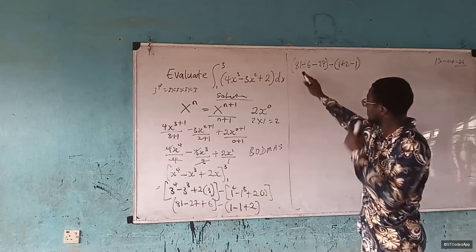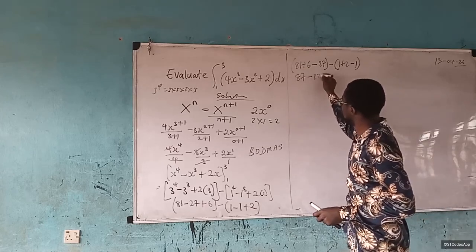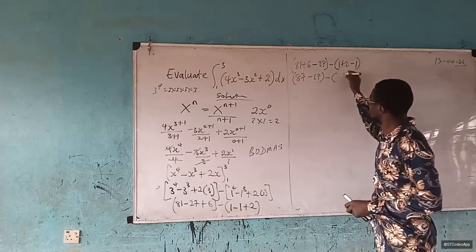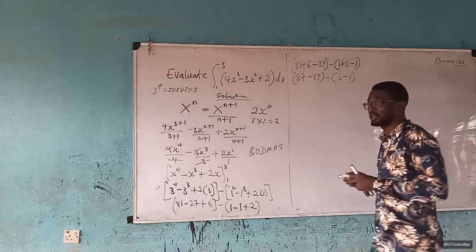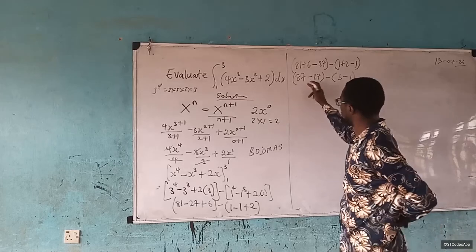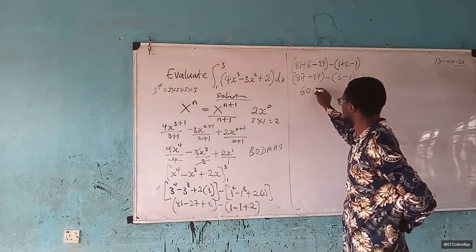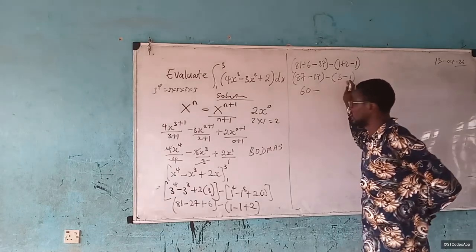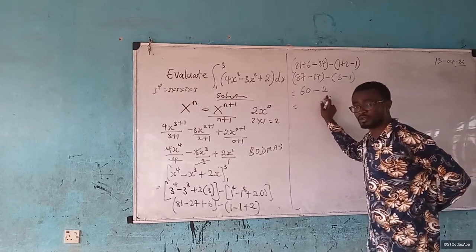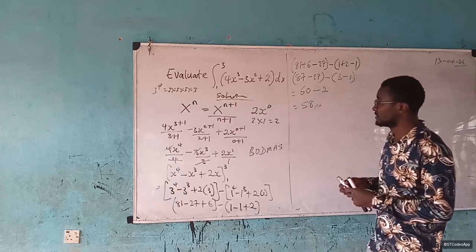Now 81 plus 6 gives us 87, minus 27, close bracket, minus open bracket 1 plus 2, that is 3, minus 1. Okay? So now if you subtract 27 from 87, we are going to be having 7 minus 7, 0, 8 minus 2, that is 6. So we have 60, minus 3 minus 1, which is 2. So we believe our final answer becomes 60 minus 2. This gives us 58. So this is our final answer.